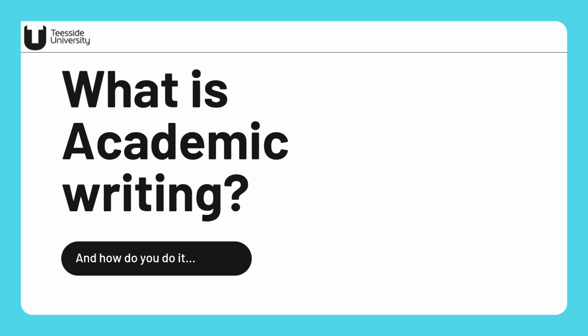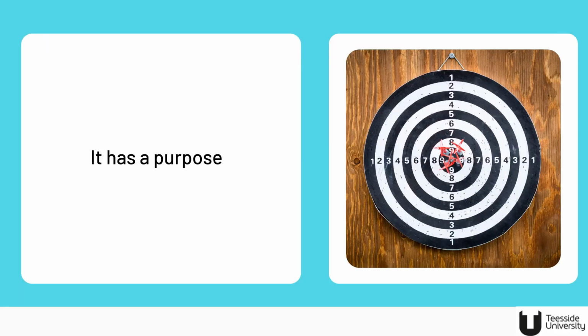What is academic writing? In this video, we're going to whip through 7 distinguishing factors of academic writing. Bear these in mind whilst you're doing your assignments to help keep you on the right track. It has a purpose. The purpose of academic writing is usually to present an argument. You're trying to persuade your reader that your position is valid and credible.